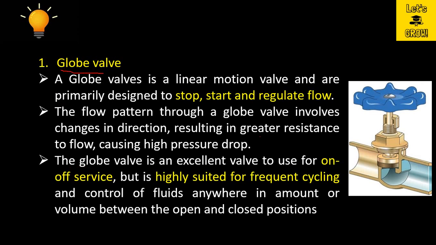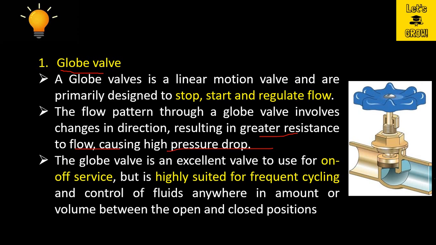Here you can see the figure of a globe valve. A globe valve is a linear motion valve and is primarily designed to stop, start and regulate the flow. This globe valve is used to stop, start and regulate the flow, correct? The flow pattern through a globe valve involves a change in direction, which results in a greater resistance to flow, causing a high pressure drop.